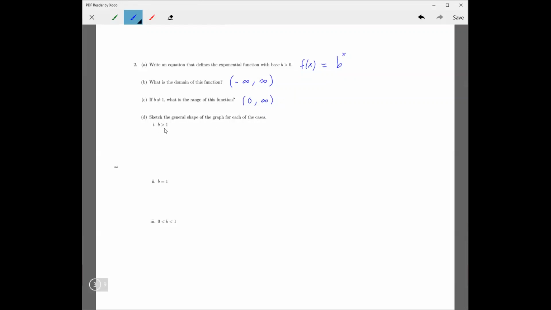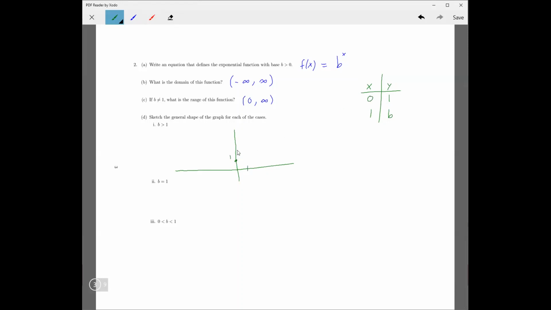Okay, so here we want to sketch the general shape of the graph for each case. So what I said before was, when x is 0, it's b to the 0, which is 1. And when x is 1, it's b to the 1, which is b. So in this case, when b is greater than 0, what's going to happen is if you plot 0, 1, there's 0, 1.